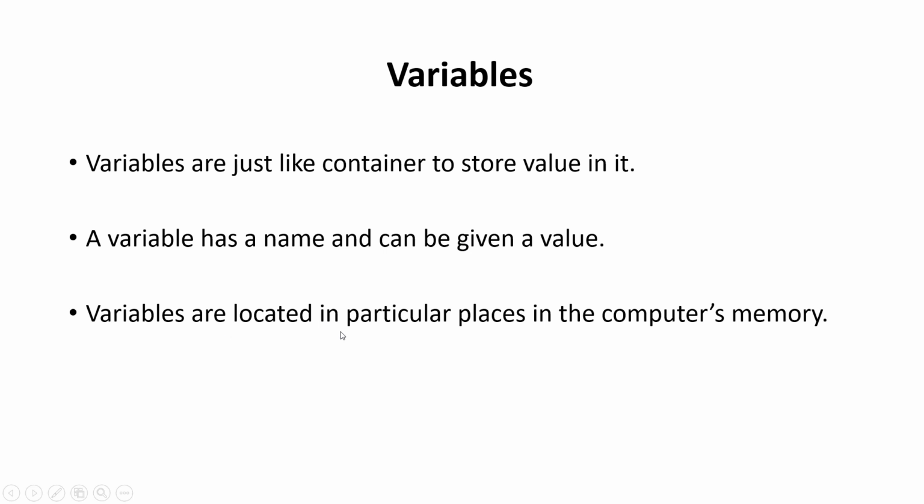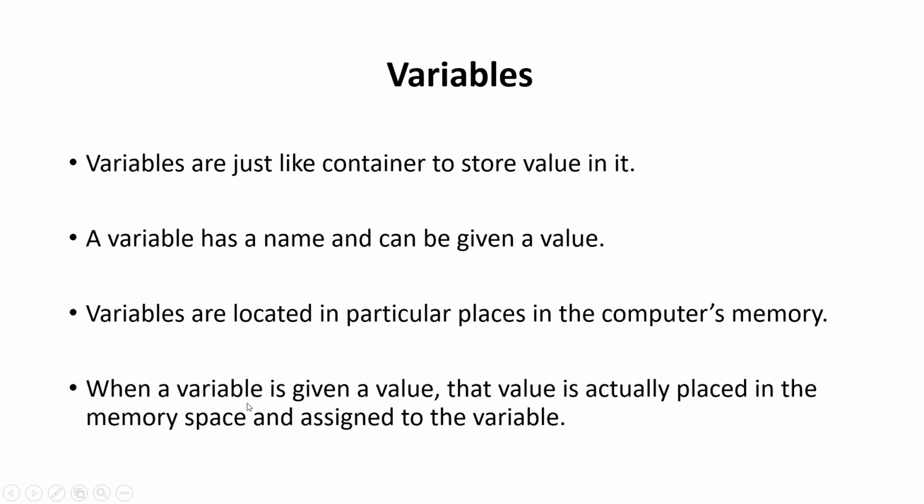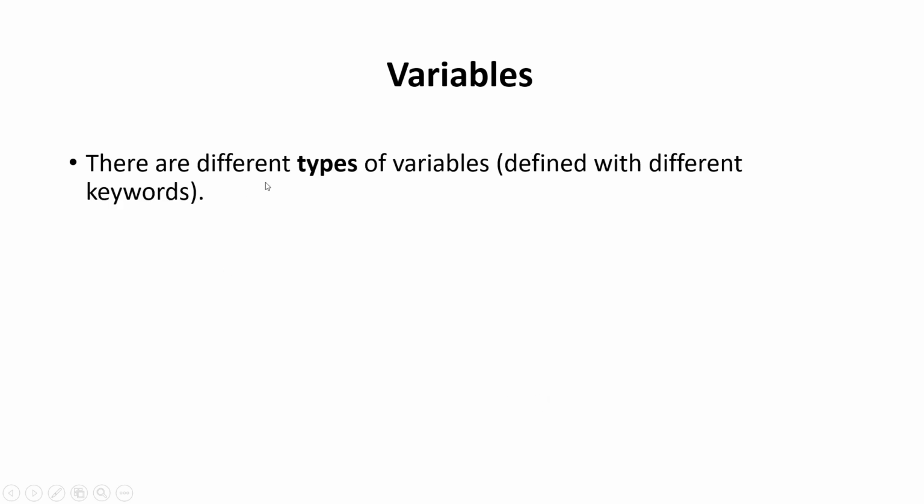Variables are located in particular places in the computer's memory. When we create or declare variables, these are saved in the computer's memory. When a variable is given a value, that value is actually placed in the memory space and assigned to the variable. There are different types of variables defined with different keywords.